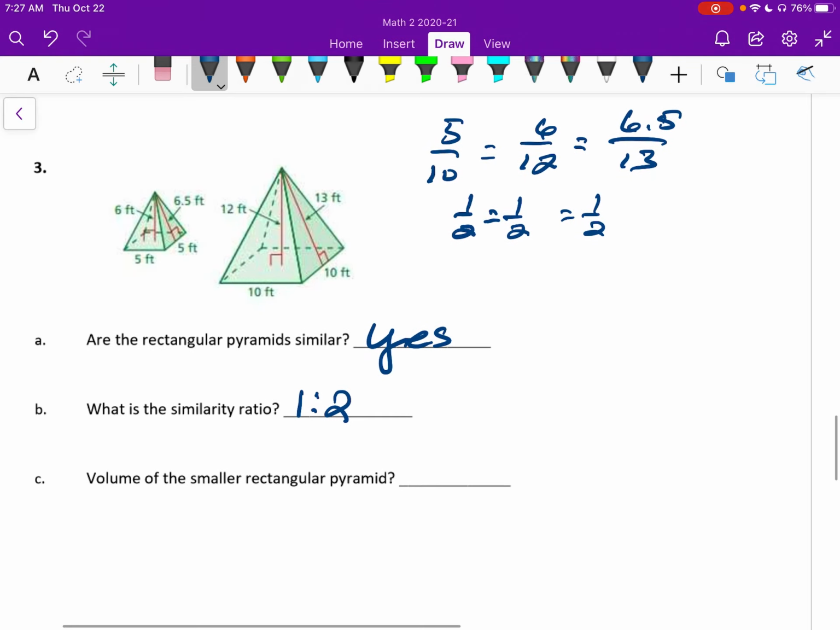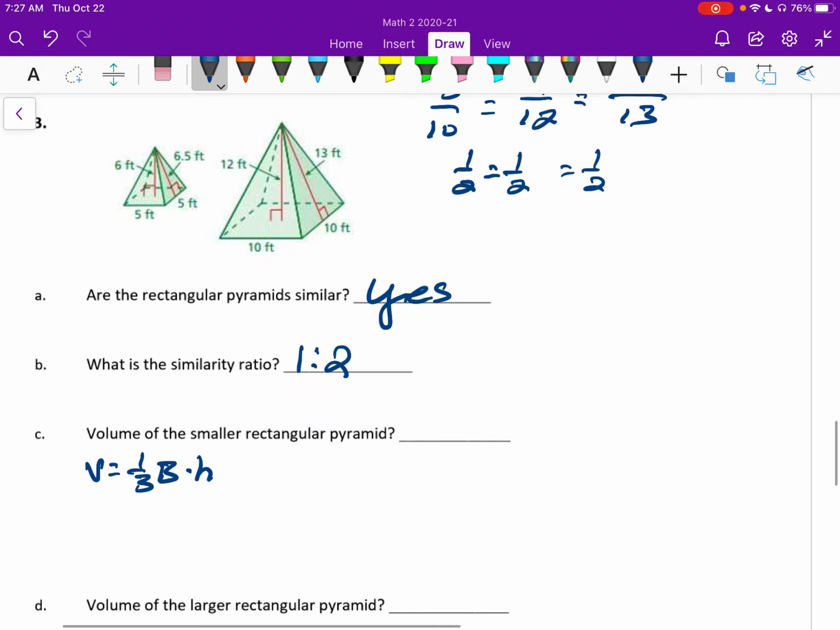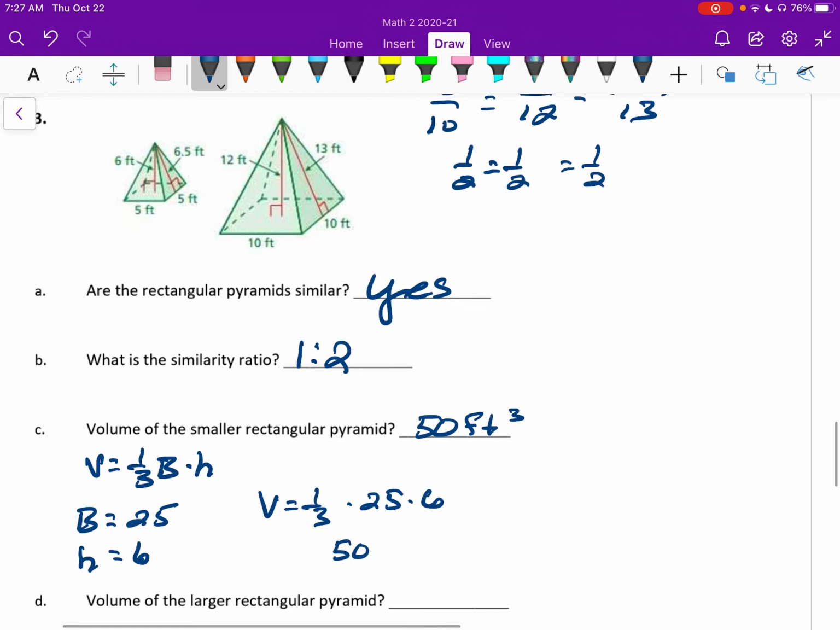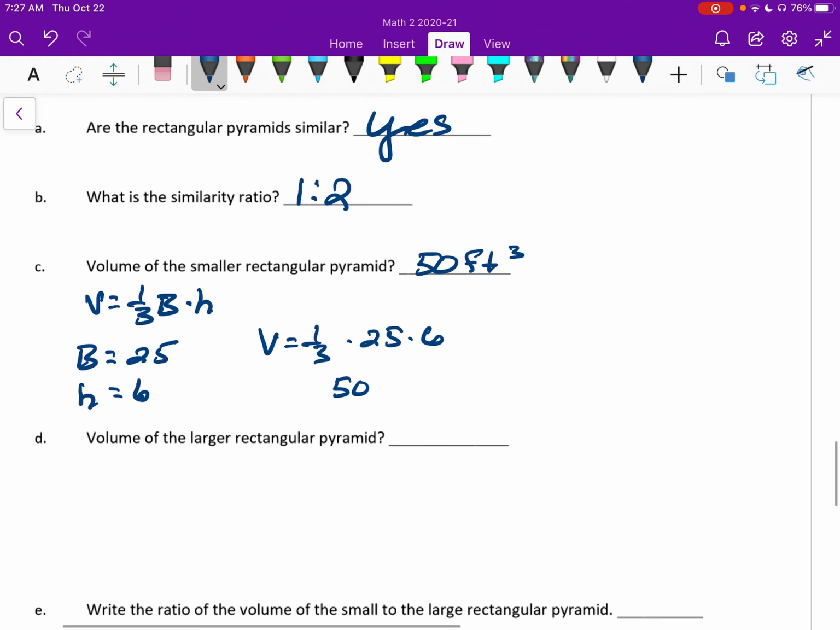The volume of the smaller rectangular pyramid, well, we need to remember what volume is. The volume is 1/3 big base times height. My big base, the smaller one, is going to be 25, 5 times 5. My height is going to be 6. So my volume is 1/3 times 25 times 6, which is 50. And it is feet cubed. Right? So right after I wrote that feet cubed, you might be able to think about what we are going to say for part F of this problem.